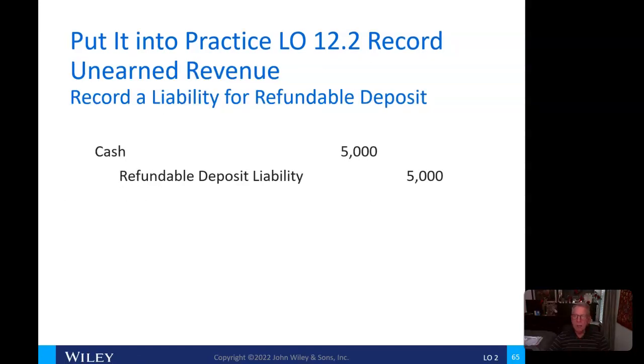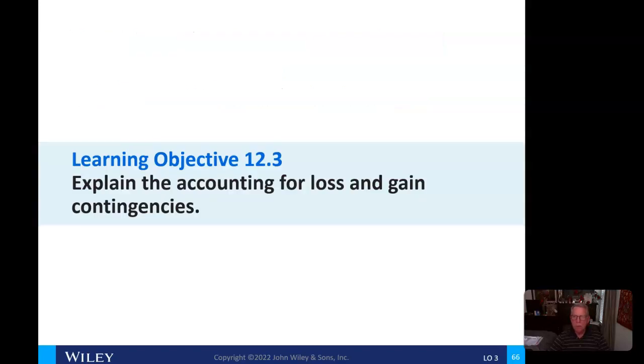And lastly, we're going to record the liability for the refundable deposit. Yes, we received the $5,000, so we'll debit cash $5,000 and credit refundable deposit liability for $5,000.